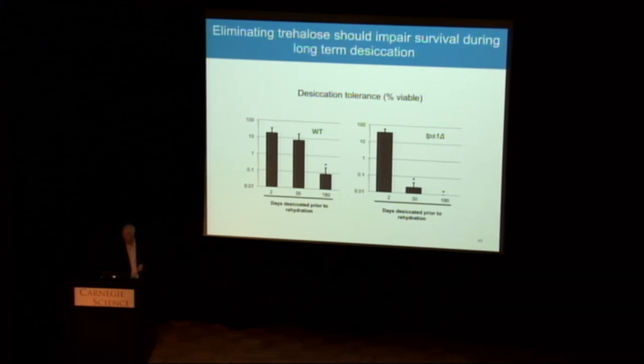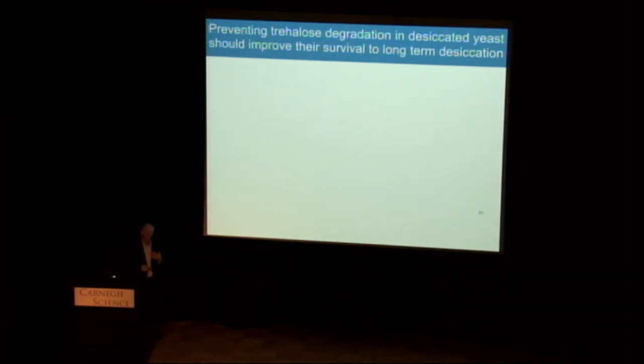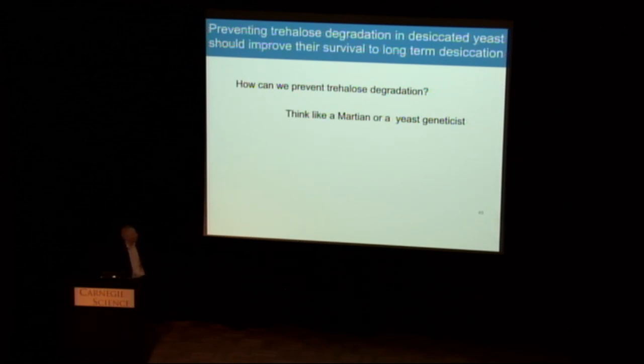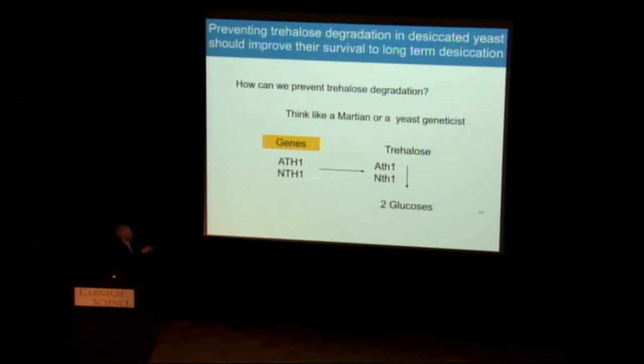What about the other experiment? If we could keep trehalose levels high, they should actually be sort of immortal and survive a really long time, even when desiccated for a long time. So the question is, how can we prevent trehalose degradation? You have to think like a Martian or a yeast geneticist, it's the same simple paradigm. In yeast, trehalose is broken down by two genes which encode two enzymes that break the trehalose back down into glucose. So we thought, if we knock out those two genes, we won't have the enzymes that can break trehalose down, and we'll have more trehalose. That was a simple idea.